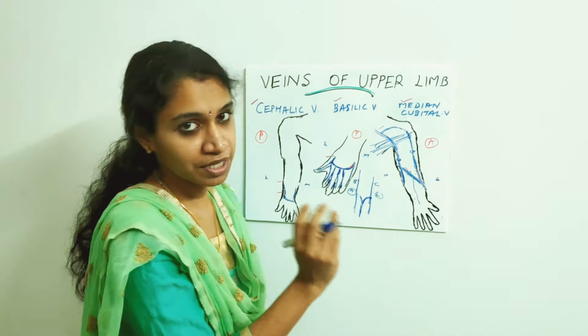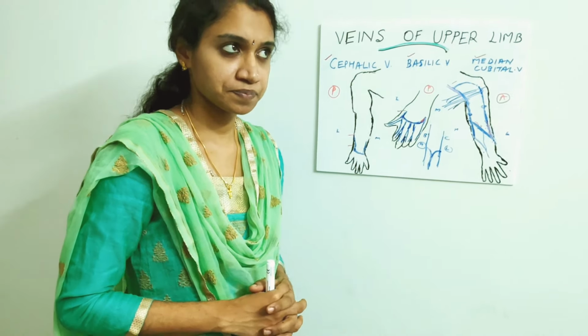Sometimes it can join the basilic vein. Earlier I have told it's a tributary of the basilic vein. In some cases, this median vein of the forearm will be splitting and joining both the basilic and cephalic. So different variations are there. That is about the tributaries of the median cubital vein.